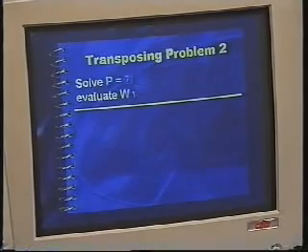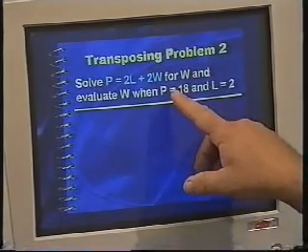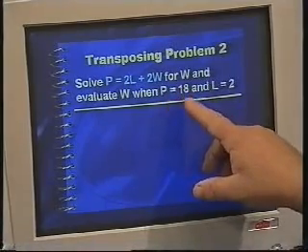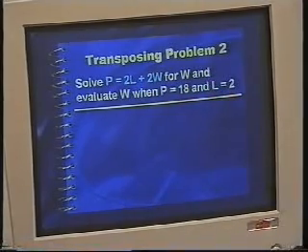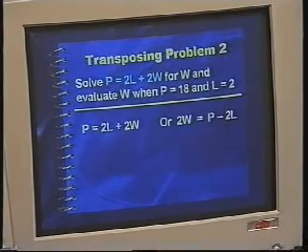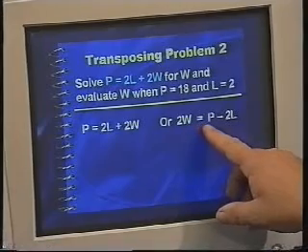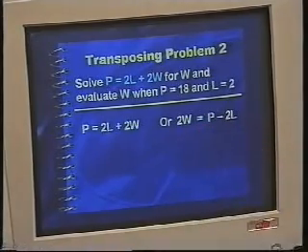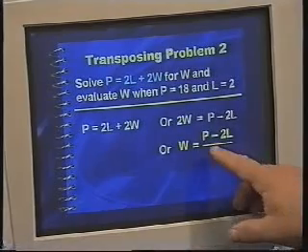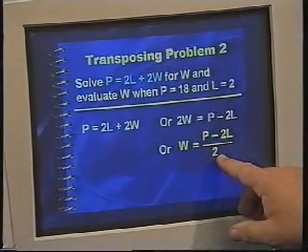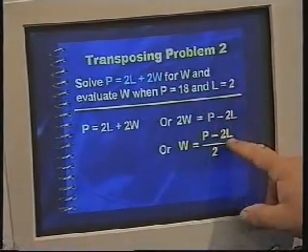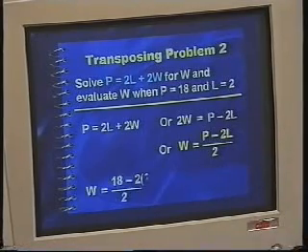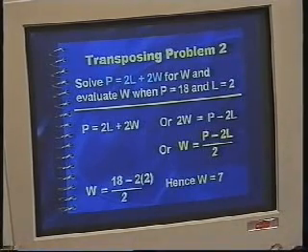Second problem, where we've got the formula for the perimeter of a rectangle. We know we want to evaluate w given p equals 18 and l equals 2. So I want to transpose first before I can evaluate what w is. That's what I'm doing right here. I write it as 2w equals p, subtract 2l. I've transposed the 2l. In other words, I then divide by 2 to get the transposed version of the formula. Now it's just a matter of substituting 18 in there, and 2 times 2 there becomes 4 to get the answer of w equals 7.